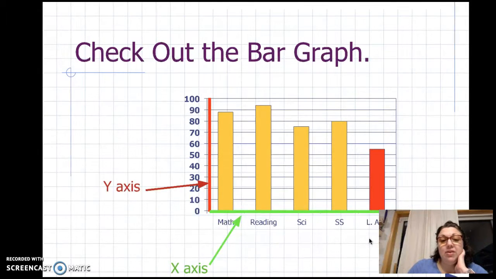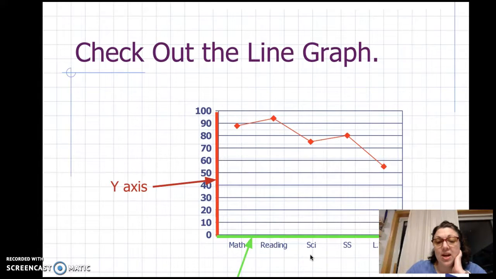So on this bar graph, you have the y-axis with an even scale. They're counting by tens. The x-axis is labeled with the independent variable. The thing that I am changing is the course that I'm in. On the line graph, you also have the x-axis and the y-axis. This is the variable I'm changing. This is the dependent variable, and your grade depends on the class that you're in.